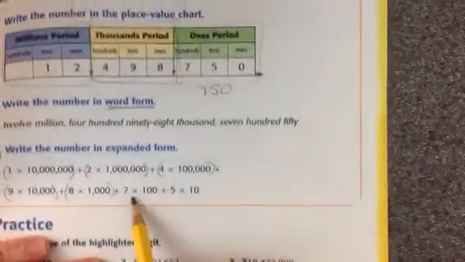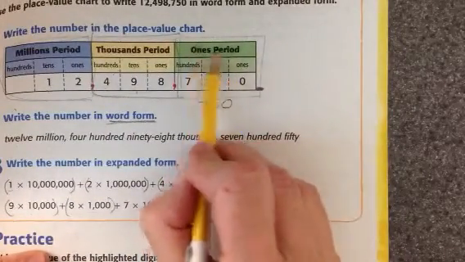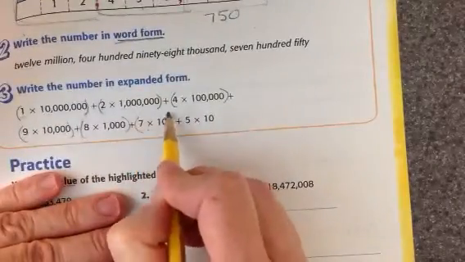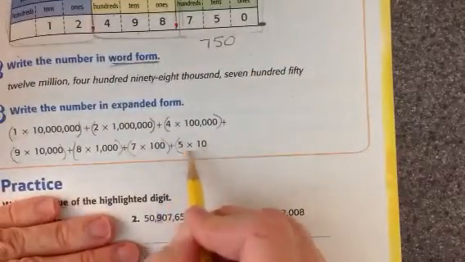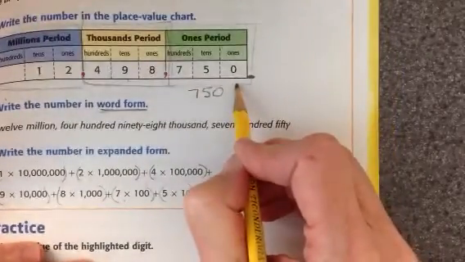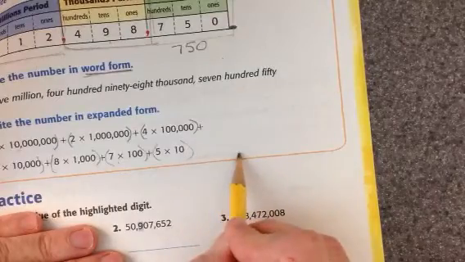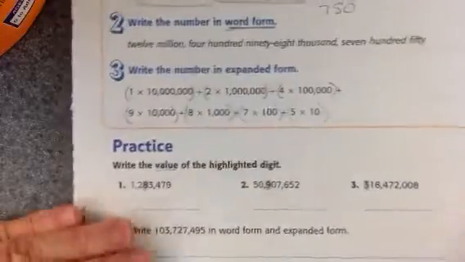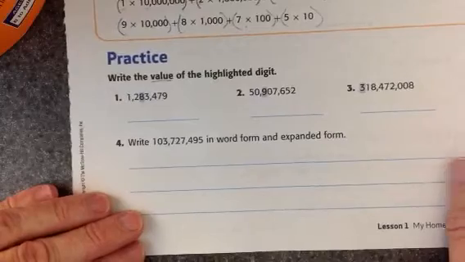The 7 is in the hundreds place in the ones period, so we don't need to worry about this part. We can just say hundreds: 7 times 100. The 5 is in the tens place, so we do 5 times 10. There's a 0 in the ones place, so I don't even have to write a ones section. So those are the things that we'll be working on in this lesson. I'm going to help you through it, especially since this is our first homework video.